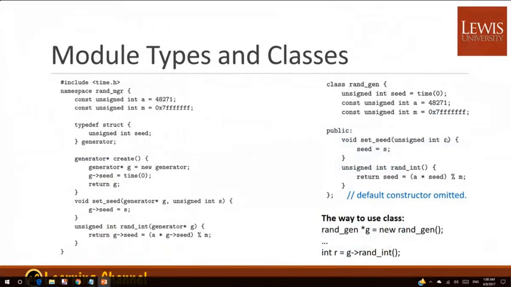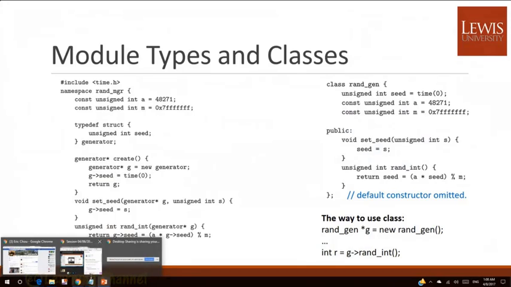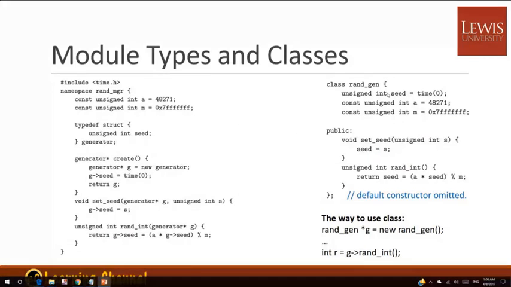But if you compare the class in C++ and the module using the namespace in C++, you will see that the class in C++ is easier to understand and shorter. And the way to use it is also easier. You just need to use new random number generator and then create a pointer address, a class object address, and assign it to pointer G. And then pointer G can point to this function, run it, and return the data to R.